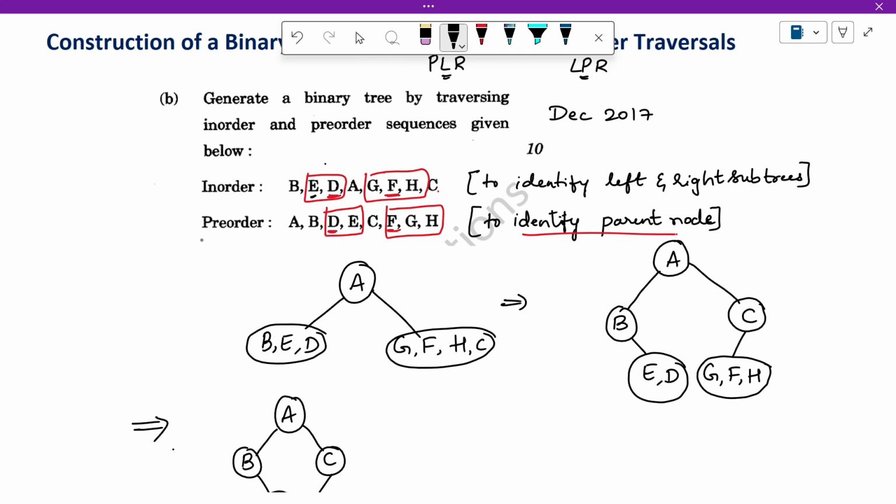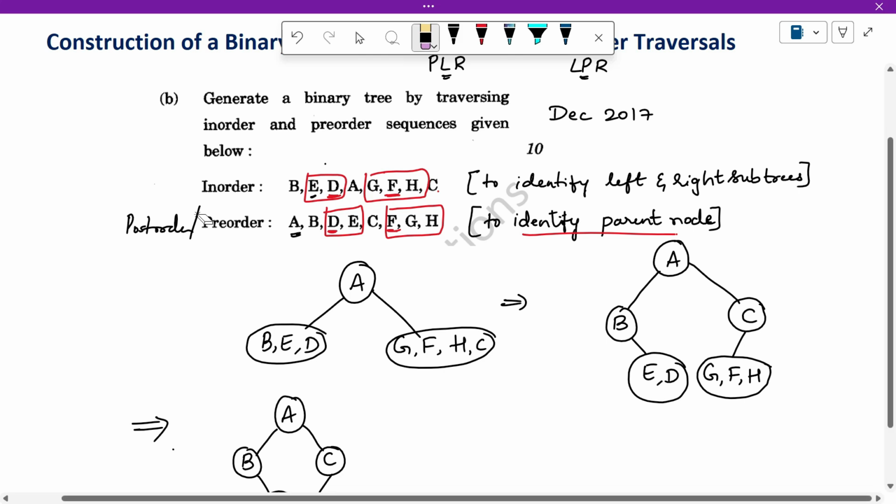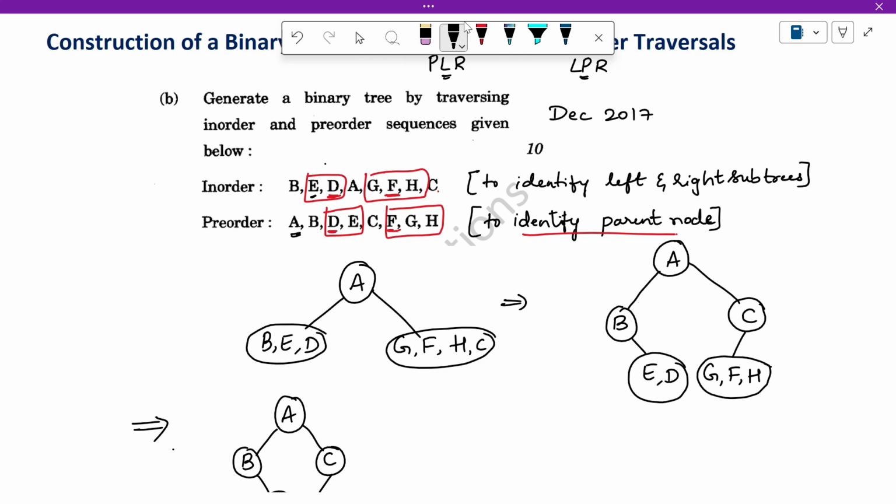Suppose post-order is given. Anyways, I will post another video where in-order and post-order traversals are given. But suppose if post-order is given, then instead of referring to the first element to identify the parent node, you will check what is the last element. The last element will be the parent node. In that also, post-order is used to find out the parent node, and then in-order will be used to identify which is the left subtree and which elements belong to the right subtree.